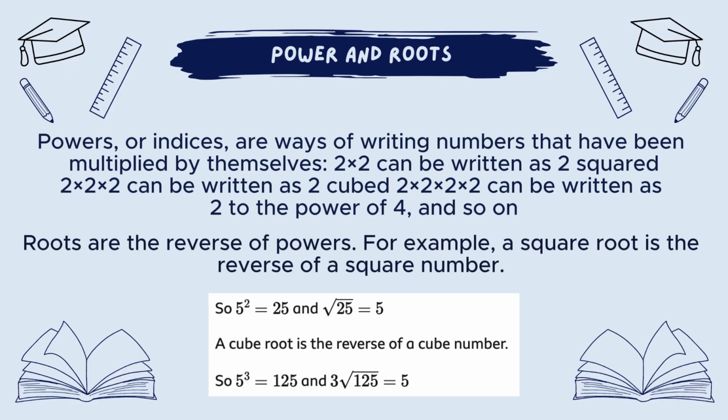Powers or indices are ways of writing numbers that have been multiplied by themselves. 2 by 2 can be written as 2 squared, 2 by 2 by 2 can be written as 2 cubed, 2 by 2 by 2 by 2 can be written as 2 to the power of 4, and so on.